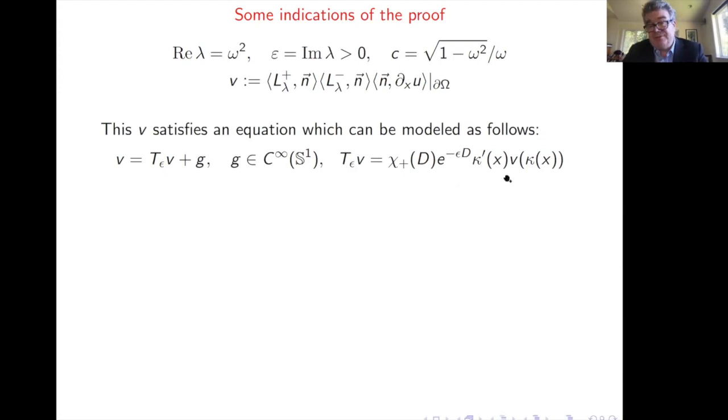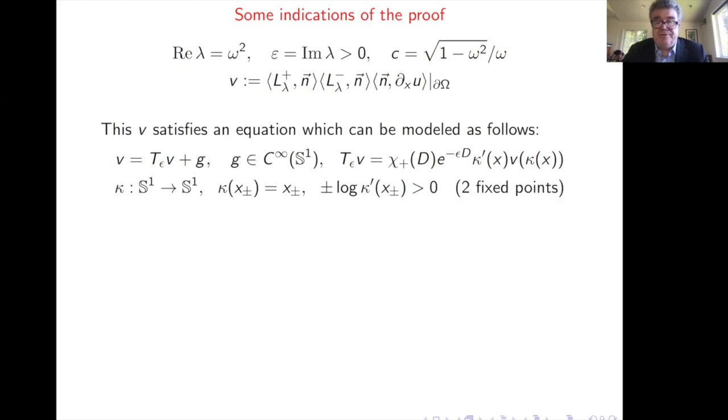So this is the operator, and K is a diffeomorphism of the circle with two fixed points. This never occurs in our situation, but this is just meant as a model. It has two fixed points, and one is repelling, one is attracting. Certainly such things exist, and are easy to write down. So two fixed points, and you have this operator.